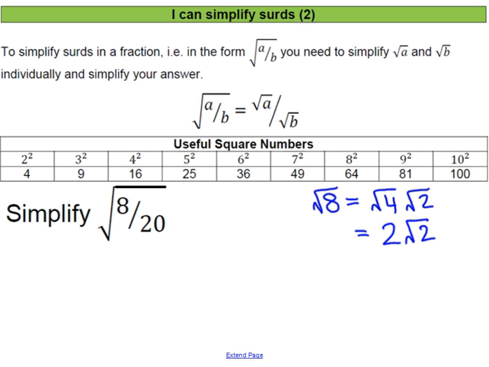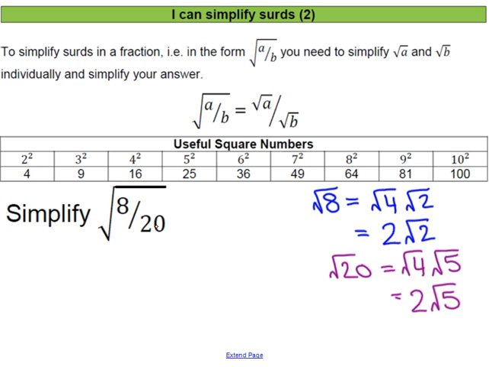And I'm going to simplify the square root of 20 in a similar kind of way. The square root of 20 is equal to the square root of 4 times the square root of 5, which is equal to 2 root 5. Okay, so that's my little side working over here. I can now go ahead and answer the question itself.